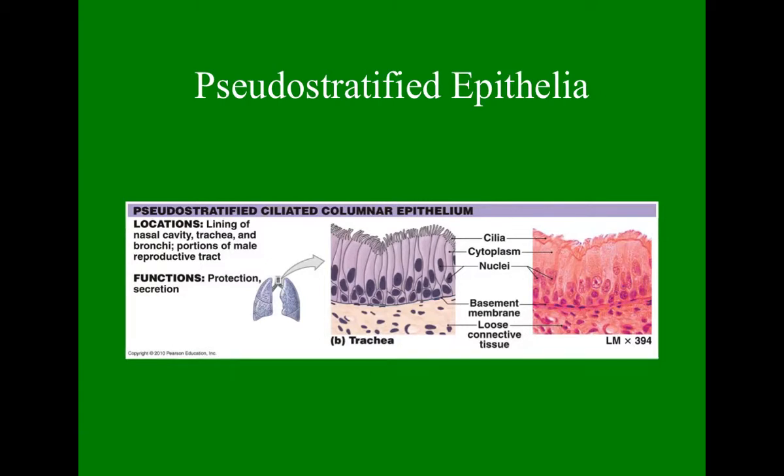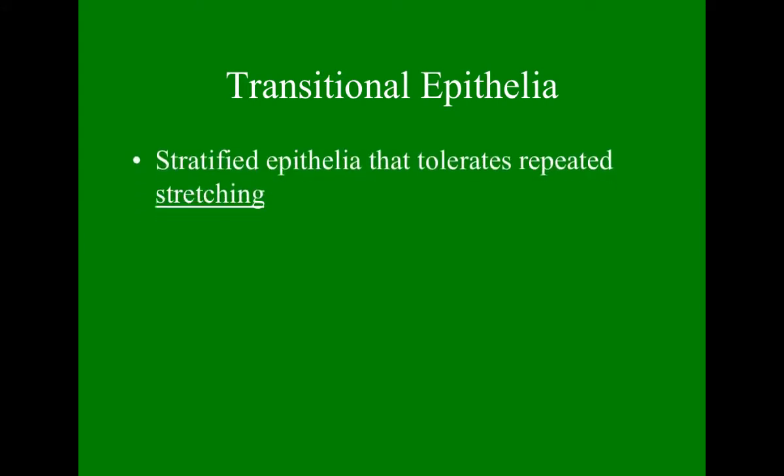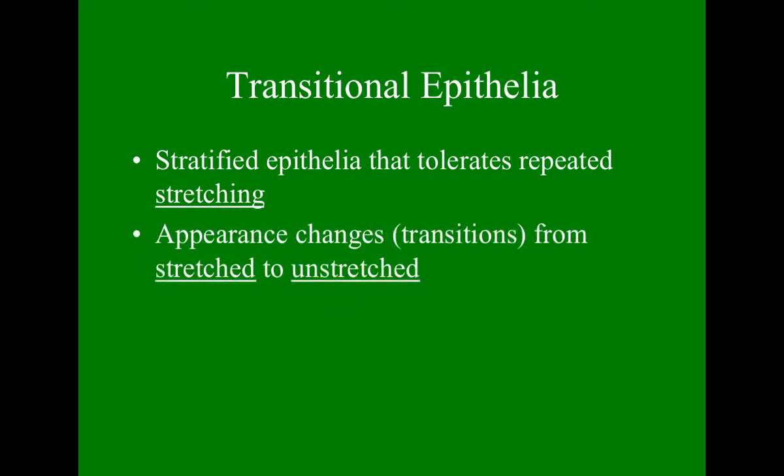The last type of epithelia, true epithelia, is transitional. And this is another special case. This is stratified that actually tolerates repeated stretching. So the appearance of this actually changes, in other words, transitions, which is where it gets its name from, between the stretched version and the unstretched version.